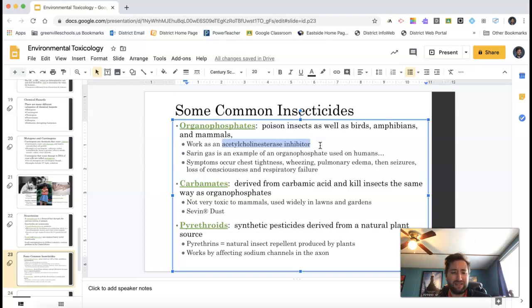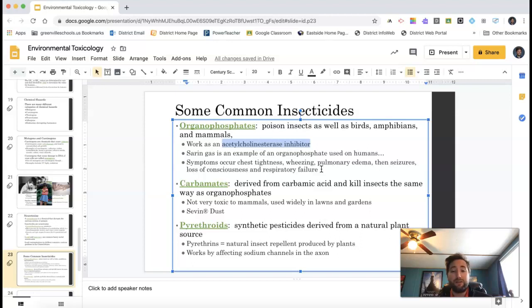Sarin gas is an example of an organophosphate that was used on humans. This was used in Syria recently. It was outlawed as a result of the Geneva Conference, after World War II, but Syria still used it on its own people during the Syrian Civil War a couple of years ago. Sarin gas causes the same thing in you as it does in insects. The symptoms are chest tightness, wheezing, pulmonary edema, and basically it's trying to paralyze your lungs. Eventually it leads to seizures, lack of consciousness, and then respiratory failure.